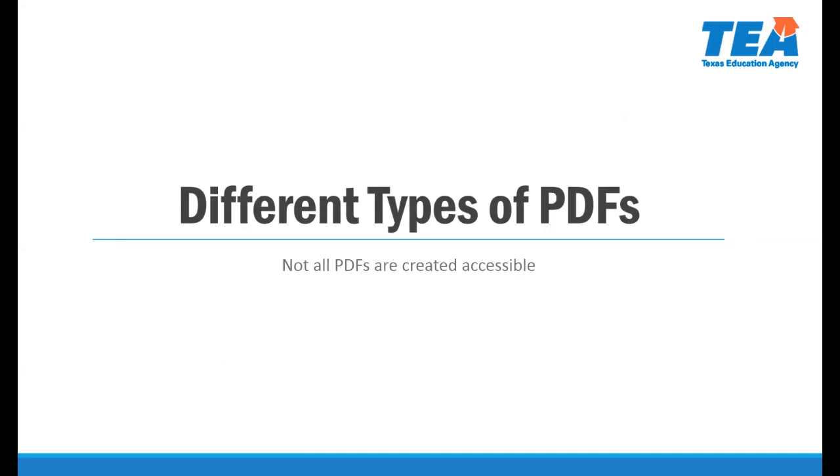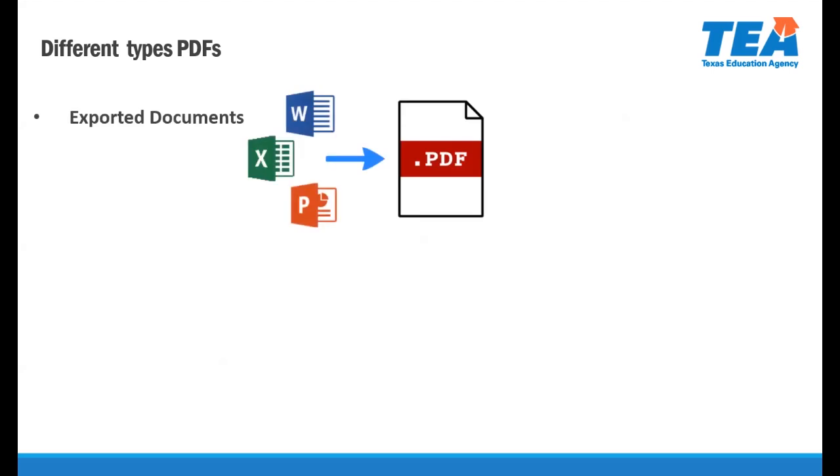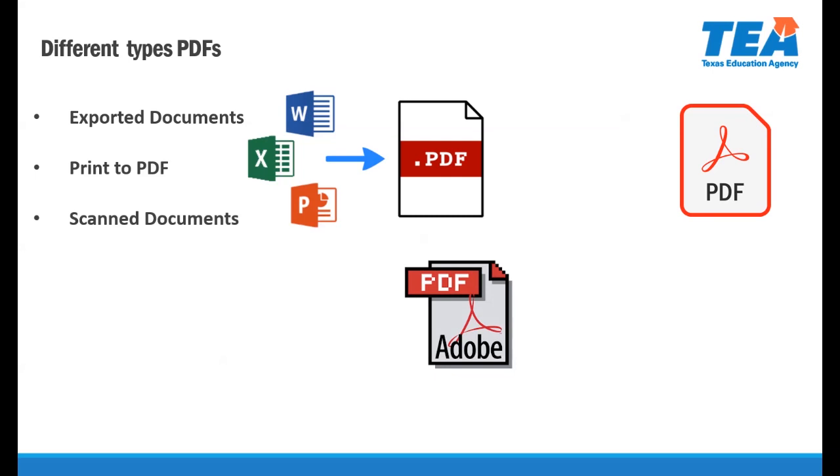PDFs come in all sizes and types. Yes, different types of PDFs. And not all types are created accessible. Some of the different types of PDFs that exist are PDFs that are exported from documents, usually from Microsoft Word. There's also printed PDFs and scanned PDFs, which are not produced accessible, but most times can be fixed to be accessible.